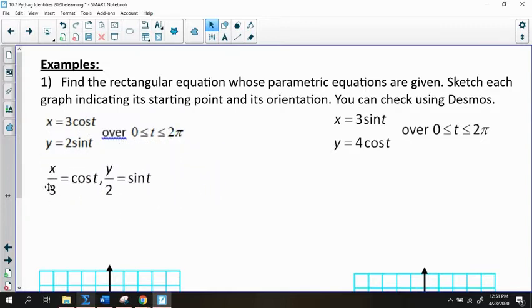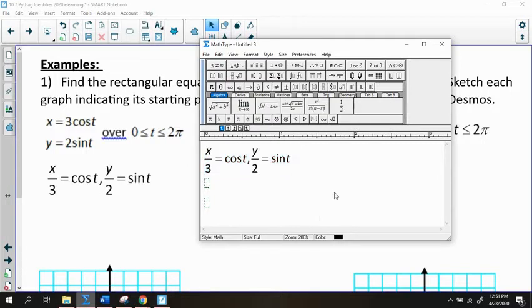Then the second step is to square both of these and substitute them into the trig identity cosine squared plus sine squared equals 1. So I'm going to assume that you know how to square and substitute at the same time. So this is going to become (x over 3) squared plus, I forgot my parentheses, (y over 2) squared equals 1. Okay, so this is my rectangular form of the equation.